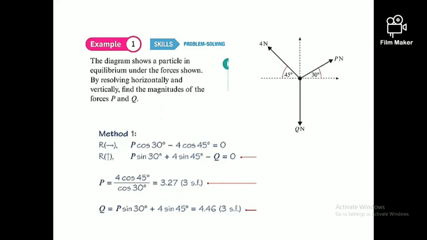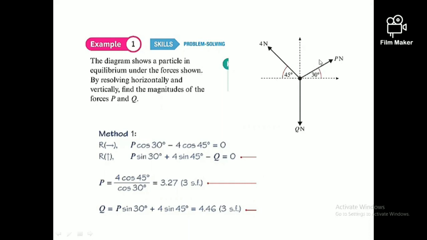In this question, they have given that the particle is under three forces: 4 newtons at an angle of 45, P newtons at an angle of 30, and a vertical Q newtons. If you want to find the values of P and Q, given that the object remains in equilibrium under the forces, we have to consider the components of each force.